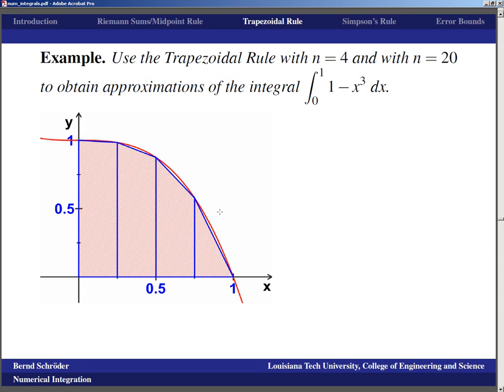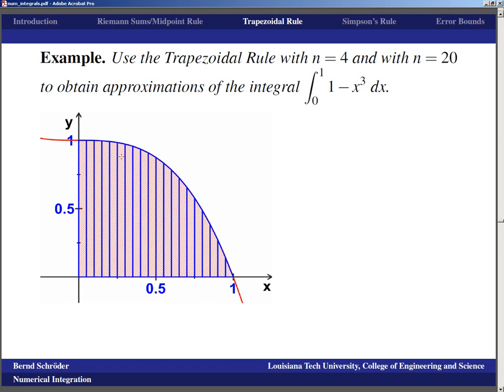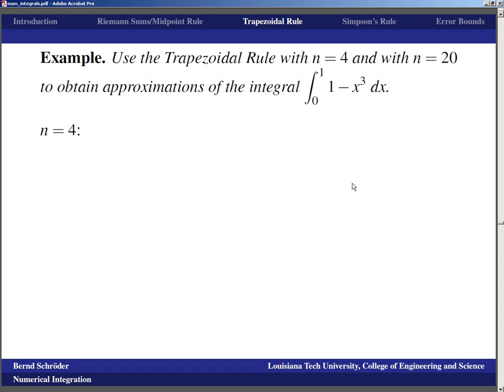Well, with 4 trapezoids, it looks like we're getting a pretty good approximation. And with 20 trapezoids, there's almost no difference between this blue area and the area under the red function. So it's all looking very, very promising, certainly. And so the computation with 4, we work out by hand.